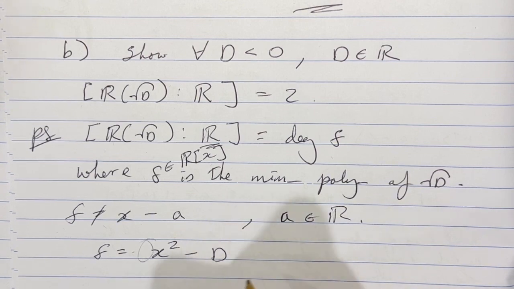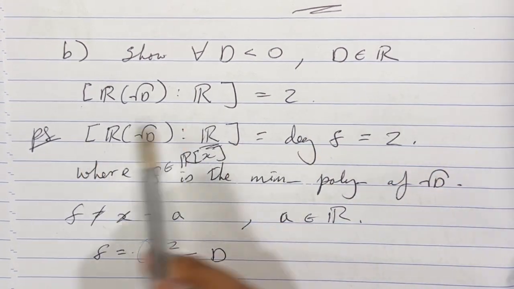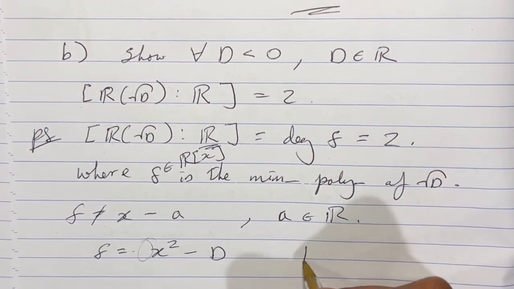Okay, so that means the degree here is 2, and so the degree of this extension is 2. So that's the end of proof.